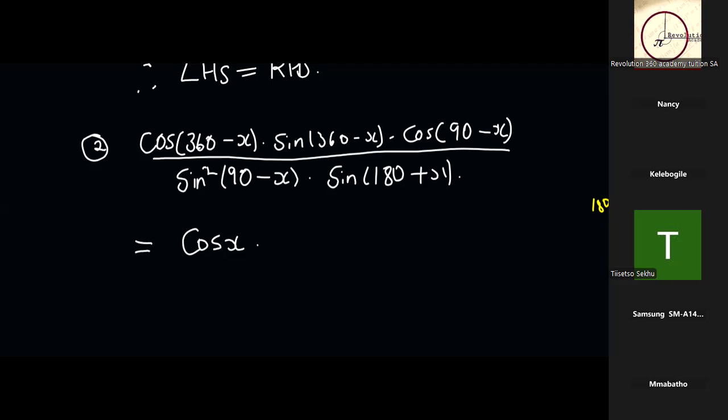Let's continue. Sine 360 minus x. So that is 360 minus, we are on the fourth quadrant. On the fourth quadrant, sine is negative. So here you'll write negative sine of x, multiplied by.